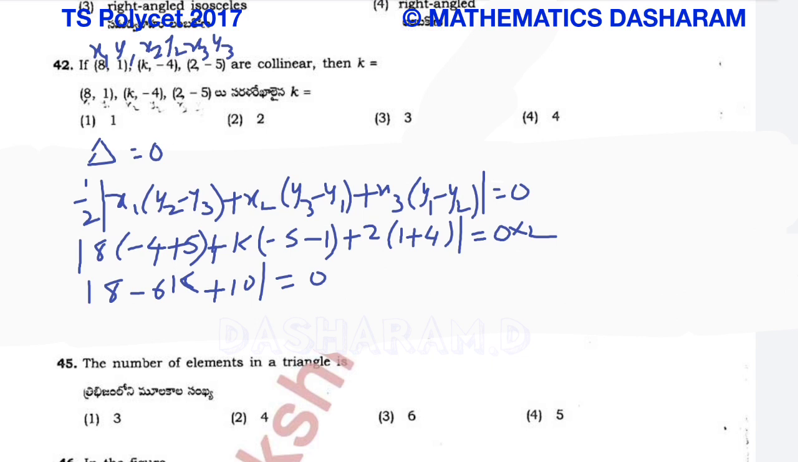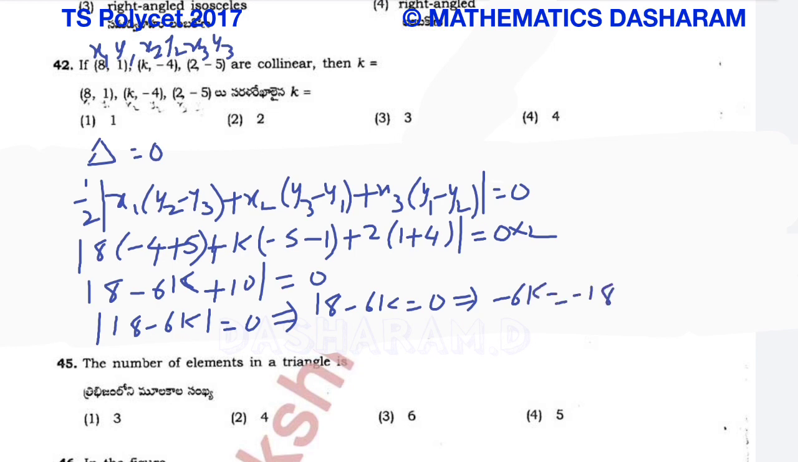Now here, 8 plus 10 is 18, minus 6k equal to 0. Here remove the bracket mod symbol, then 18 minus 6k equal to 0. So it implies minus 6k equal to minus 18, minus minus cancel, 6 ones are 6, 6 threes are 18, k equal to 3. So here option 3 is correct.